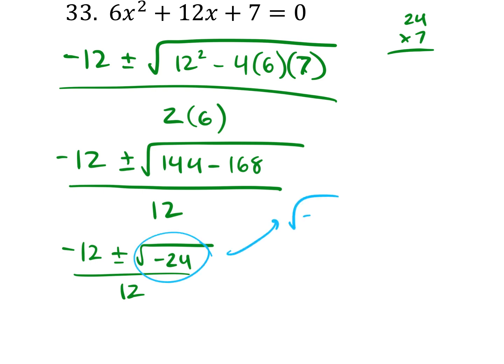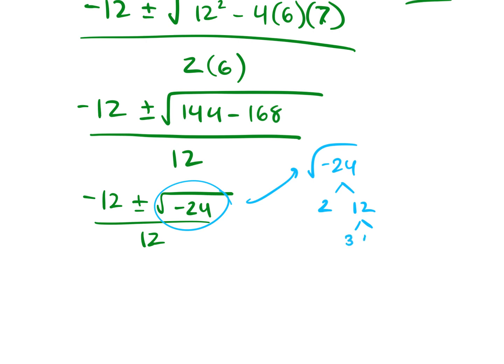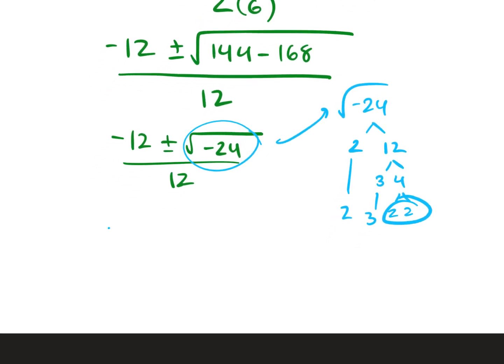Let's simplify our radical. So square root negative 24. What are two factors of 24? 2 and 12 works. You could say 4 and 6. That would work too. 12 would be 3 and 4. And 4 is 2, 2. So we have a pair of 2's that are going to come out. So negative 12 plus or minus 2. I had a negative on the inside. So what does the negative under radical turn into? I. So 2i. What stays on the inside? 6. So 2i square root 6 over 12.